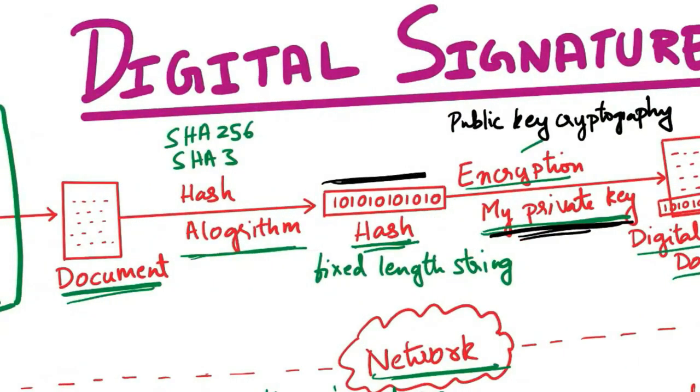Even a minor change in the document would result in a significantly different hash value. The digital signature is then applied to this hash. So this hash is signed.